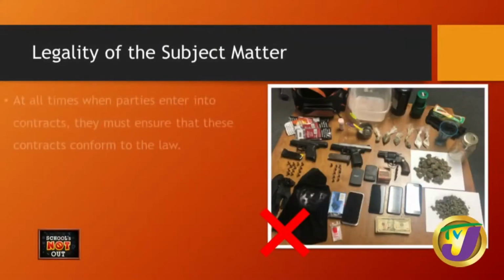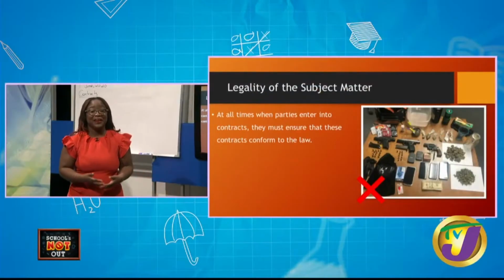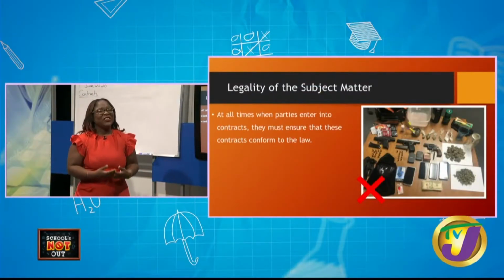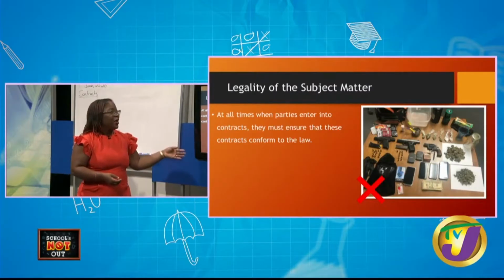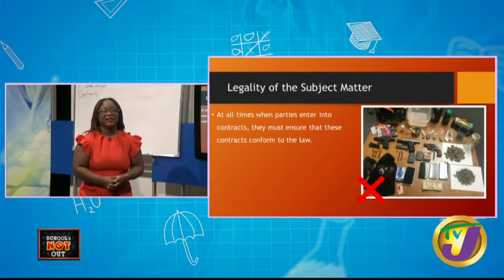Okay, then we have legality of the subject matter. Now, I'm sure you know that we cannot get into contracts about illegal substances. So you cannot sign a contract to, let's say, carry some illegal guns or move some drugs from one person to another. And if there is no carrying out of that contract by one party, you cannot really take that to court because it's illegal. What you're doing is illegal. Therefore, we can't enter into contracts legally when the subject matter is of anything illegal. So whatever we agree upon, it must be legally binding. It must be something that is not illegal.